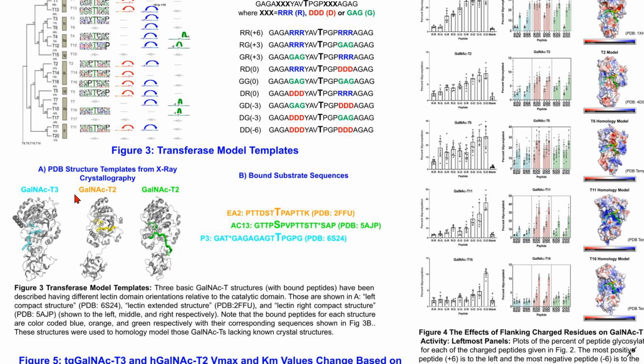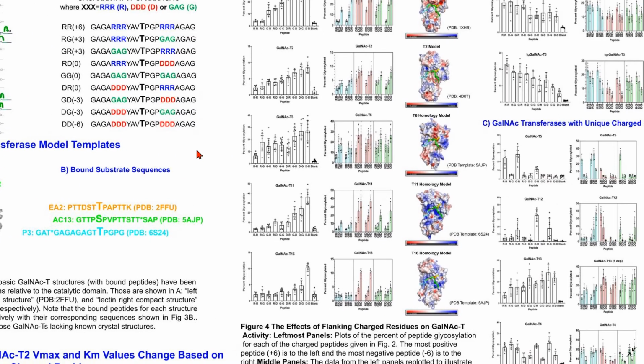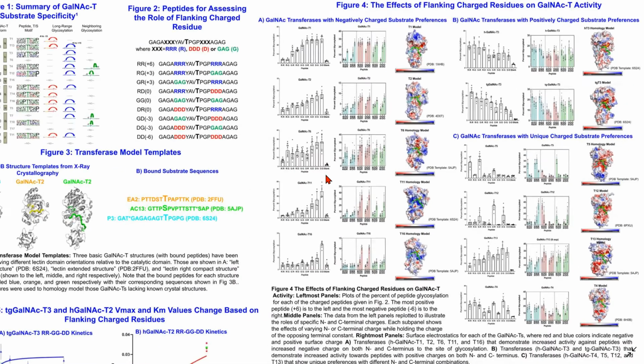model templates seen in Figure 3. These model templates were based on the orientation of the lectin domain to the catalytic domain. GalNAc T3 seen here is the 6s24 structure, in which we like to call it the left compact structure. The GalNAc T2's 2FFU, the extended structure, and the GalNAc T2 5AJP structure, or we call the right compact structure. All the peptides on these structures were also overlaid onto our homology models and our electrostatic models.